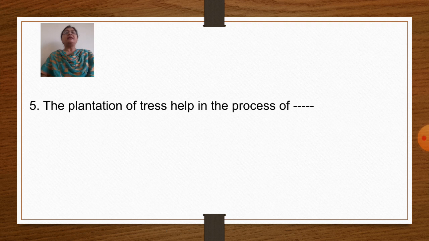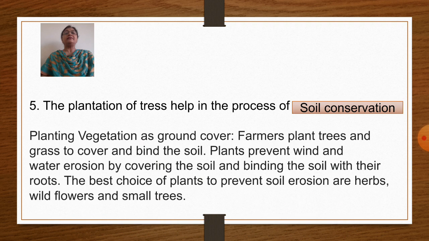Next, fill in the blank. The plantation of trees helps in the process of soil conservation. Soil conservation: planting vegetation as ground cover. Farmers plant trees and grass to cover and bind the soil. Plants prevent wind and water erosion by covering the soil and binding the soil with their roots. The best choice of plants to prevent soil erosion are herbs, wildflowers, and small trees.